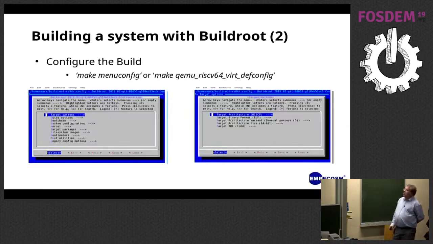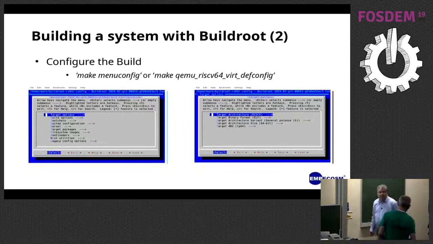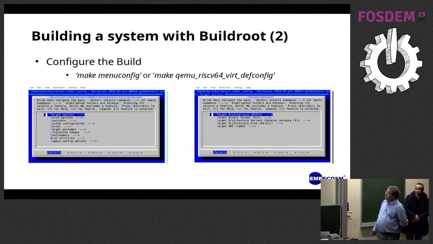Configuring. This is what you get if you run a make menuconfig once you've checked out Buildroot. So it's very straightforward. Menus up and down, you select as options. On the left, you have the top level menu showing you the high level choices of toolchains, kernels, packages, bootloaders, etc. And then the screenshot on the right shows what you get if you select target options, gives you some choices for RISC-V.